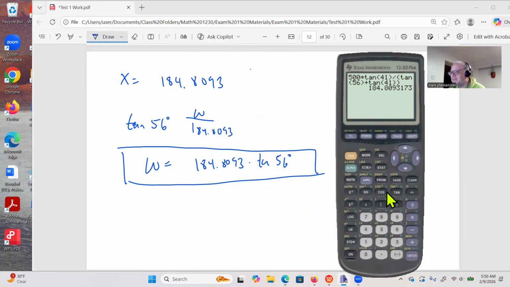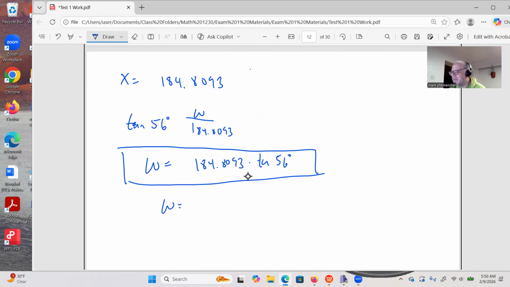That was kind of tough. Okay, so we have 184.8 times the tangent of 56 degrees. I just left it in the calculator because this is a fancy calculator. It lets you do that. We'll go ahead and type that in. Boom. So we got our W is equal to 293.99.